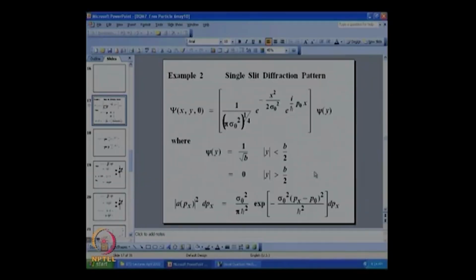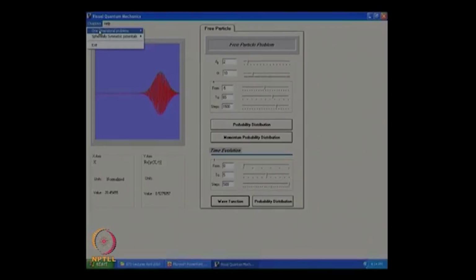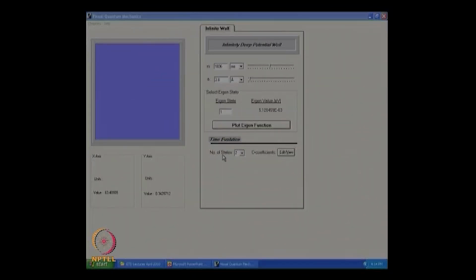So, let me show you the corresponding program. Let me consider the infinitely deep potential well problem, and these are the eigenfunctions. This is x is equal to 0 and this is x is equal to L. In this particular program, I have taken m is equal to 1836 times the mass of the electron. That means it is a proton, and a is 2 angstroms.